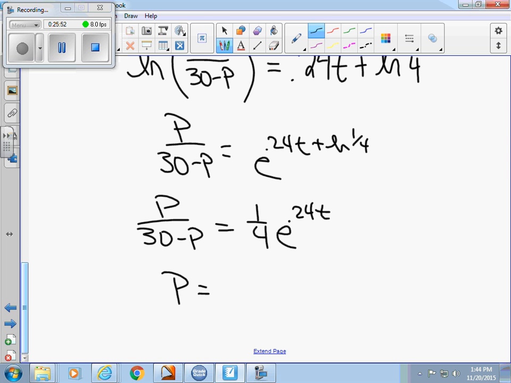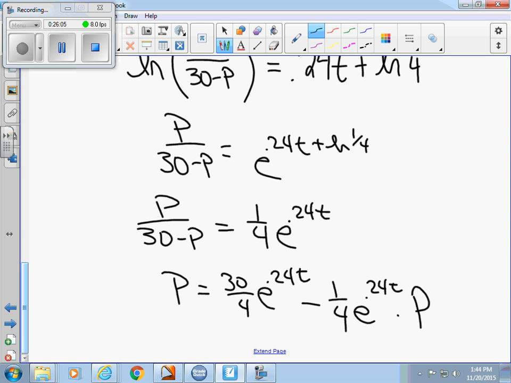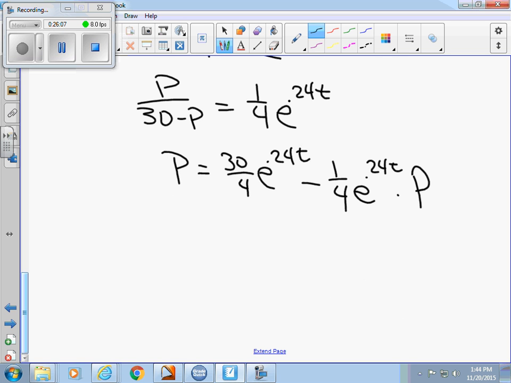I'm going to go ahead and distribute. So I'll get 30/4 e to the 0.24t minus 1/4 e to the 0.24t times P. Add the part with the P over. Get all the P's on the same side. Factor out a P. I know I'm going to.